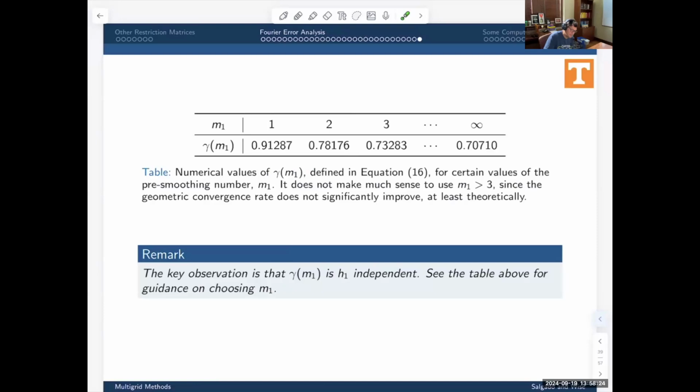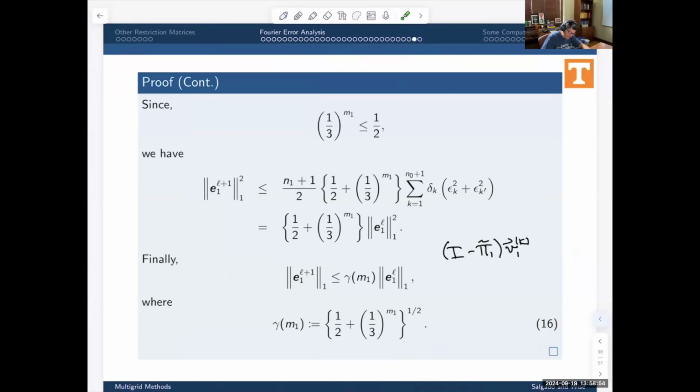So here are the values that you get for this. On the top line, I'm listing M1 values. So take it to be 1, 2, 3. These are the number of pre-smoothing steps that I do. So the number of smoothing iterations, relaxation steps, that I do for each application of the two-grid algorithm. And these are the values that I get out for gamma M1, after taking the square root.